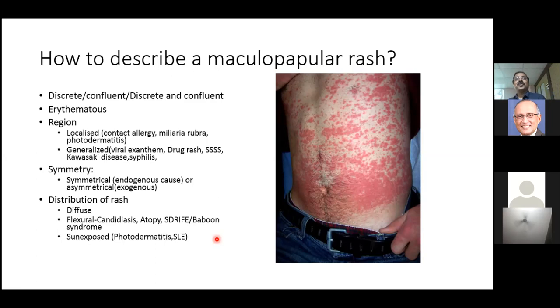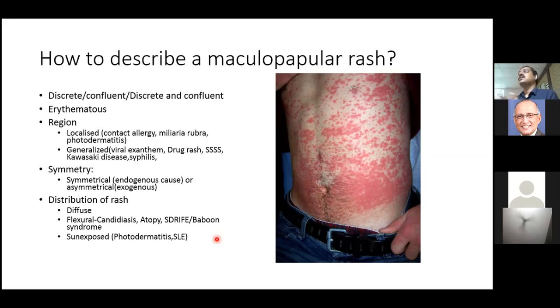because this is where dermatology comes in. So first and foremost, find out if it is discrete, confluent, or some discrete and some confluent. So you put it as discrete and confluent. Erythematous: obviously, most of these rashes that present as maculopapular rashes will be erythematous. Region: is it localized or generalized? So when you describe, you will say discrete and confluent, generalized erythematous rash.